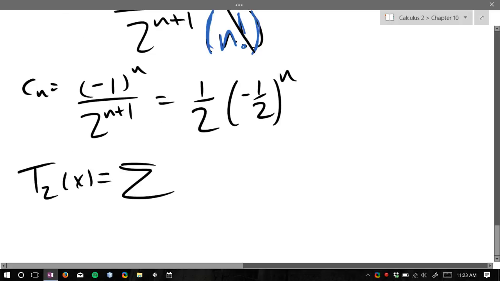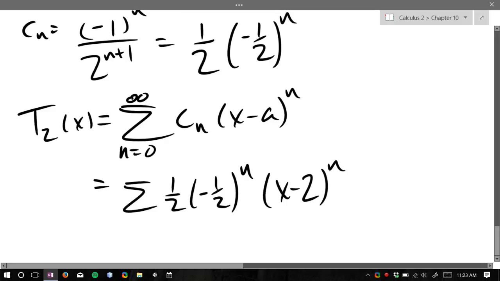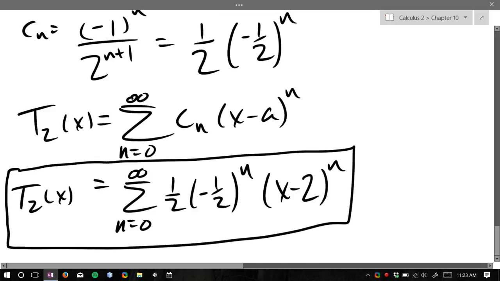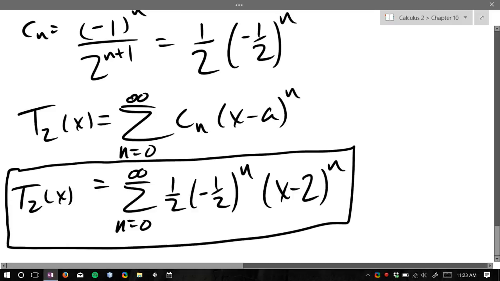T2 of x is the summation of cn, n equals 0 to infinity, times x minus a to the n. So our a was 2. So it's the summation of our cn right here, 1 half times negative 1 half to the n, times x minus 2 to the n. So this power series is specifically for this one function at x equals 2. This is the Taylor series for that function at x equals 2. And we saw how to compute it. Just take derivatives.